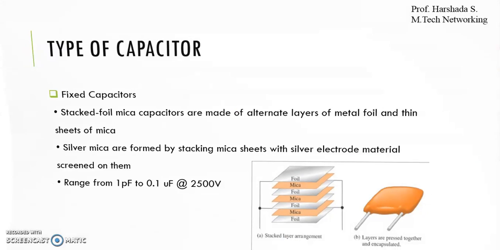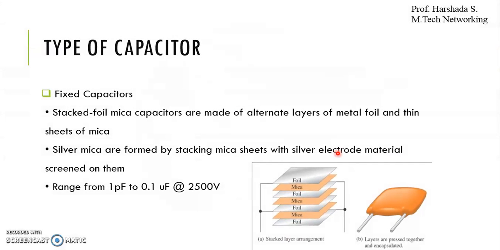Now we move towards the types of capacitor. Now see here, there are two types of capacitor, fixed and variable. So fixed capacitor means it contains a fixed value. Now see, the stack foil mica capacitors are made up of alternate layers of metal foil and thin sheets of mica. So this one is a mica capacitor.